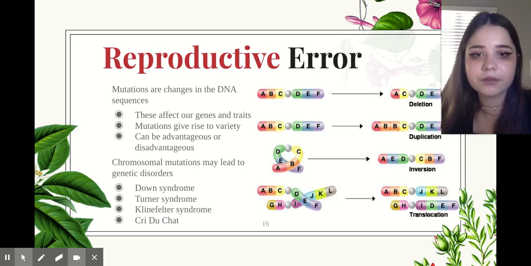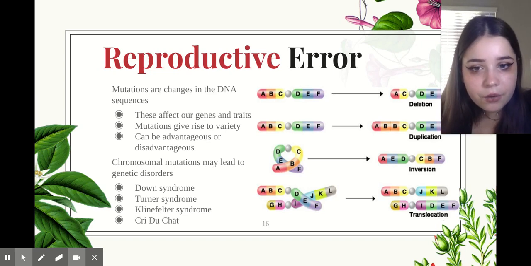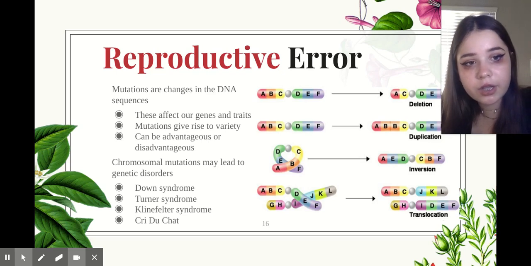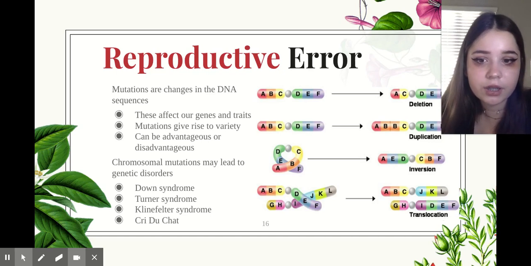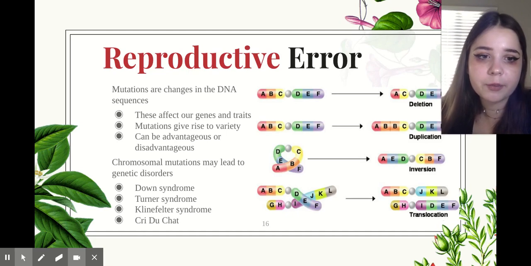Different types within the species. And so we could also have mutations in chromosomes, and this could lead to genetic disorders. In your activity, you explored Down syndrome, Turner syndrome, Klinefelter syndrome, and Cri-du-chat. And here are the main different types of chromosomal errors.